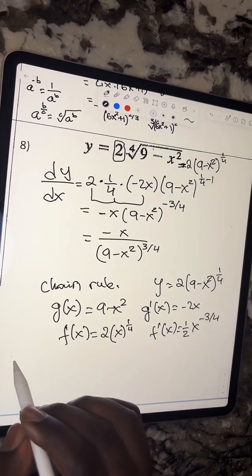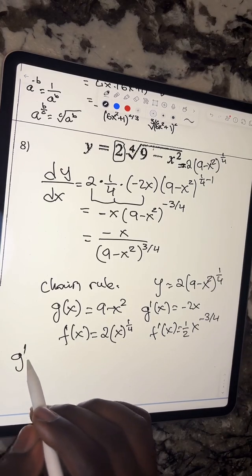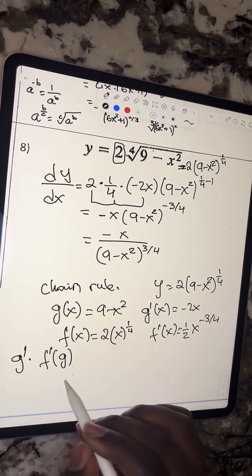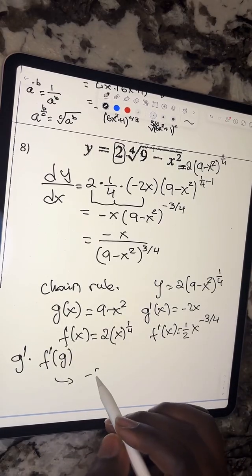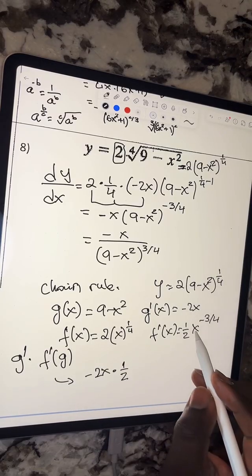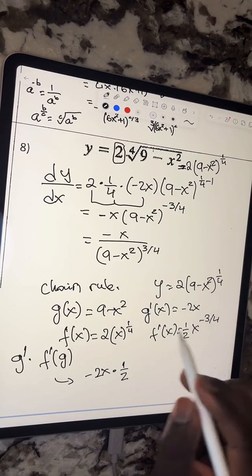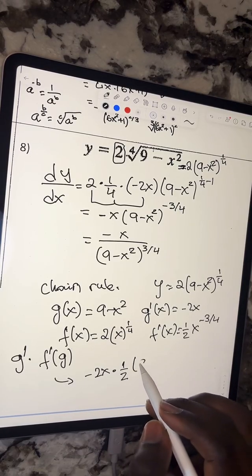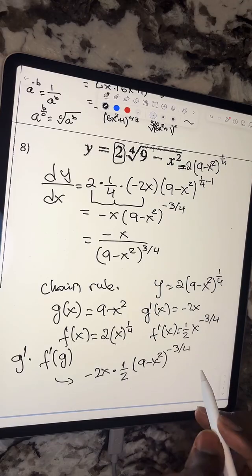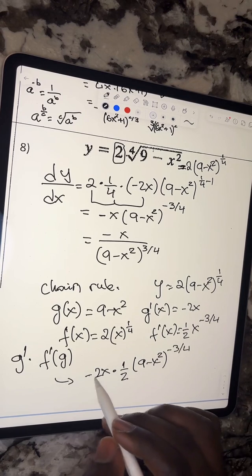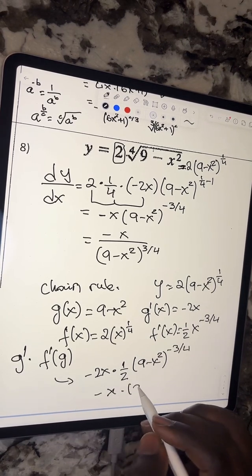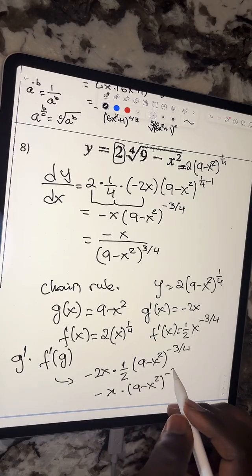And then we use it, so you know it's going to be g prime times f prime of g of x. So now we get g prime is going to be negative 2x times f prime, that's 1/2, x, and replace x by g of x. G of x is 9 minus x squared. So (9 minus x squared) to the power of negative 3/4. Simplify, same thing again, negative 2 times 1/2, that's negative 1, so negative x times (9 minus x squared) to the power of negative 3/4.